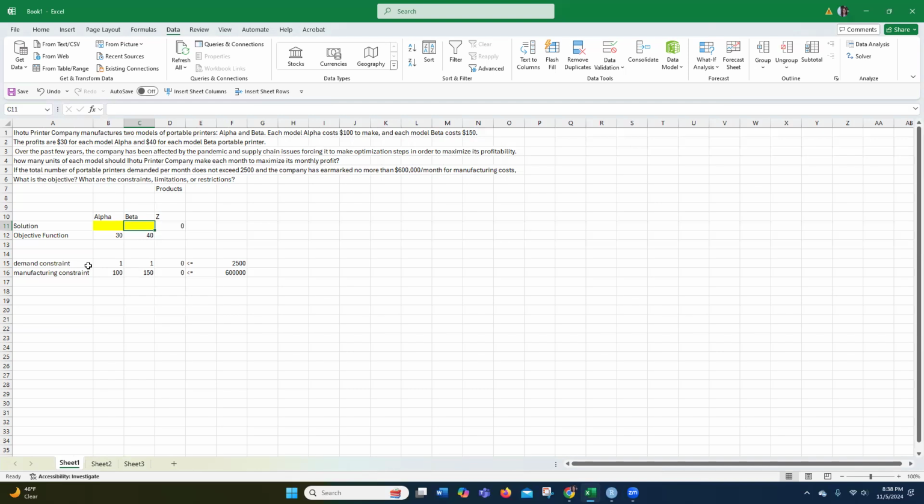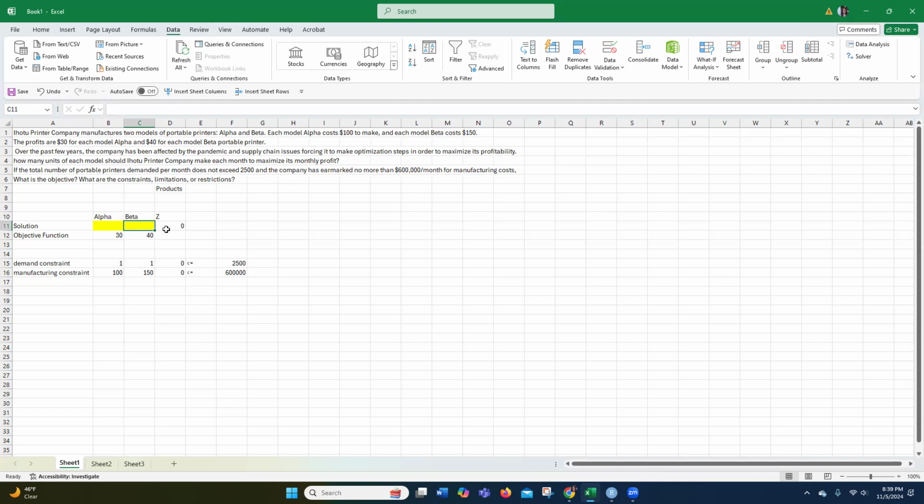Now we do have constraints that keep us from fully realizing as much profit as we would like. Our first is demand. Demand will not exceed 2,500 units per month. So some amount of Alpha and some amount of Beta will not exceed 2,500. Second, we can only spend $600,000. Alpha costs $100 to make and Beta costs $150. These will look very similar to the constraints and the objective function that we have in our assignment this week.